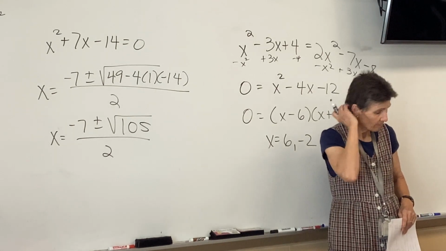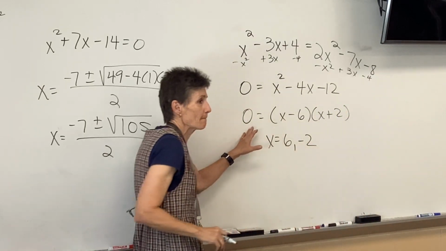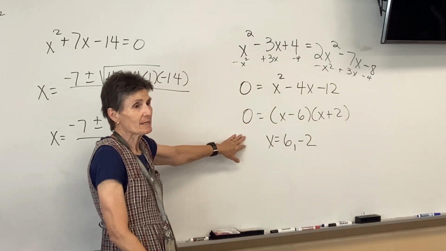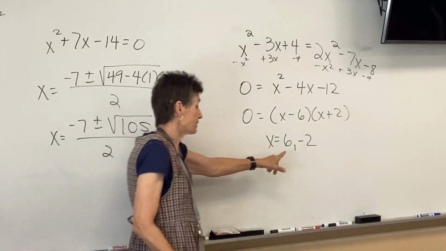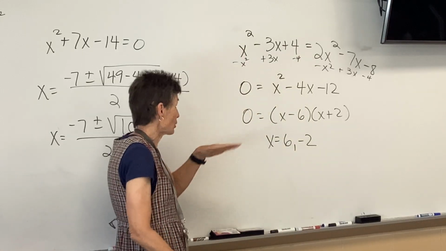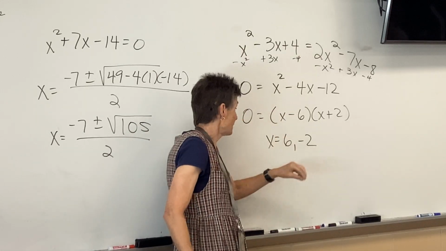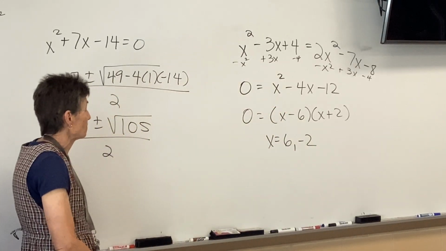Alright, did you guys get the first one, the factor? Did anybody use the quadratic formula on the first one? No. Okay, did you get the same answers? We did. Now, the quadratic formula is going to require some simplifying to get down to 6 and negative 2, but yes, absolutely.